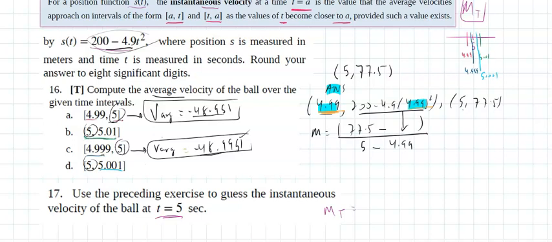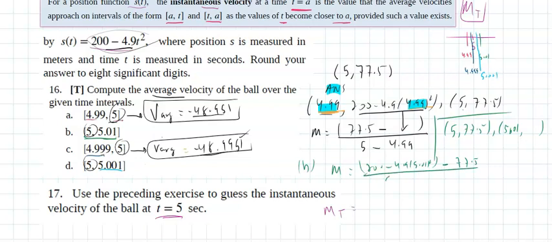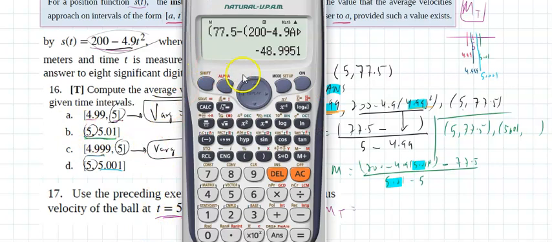Here I'm switching. When I go to part B, I want the slope to be, I'm going from 77.5 to 5.01, and I'm going to plug that in the equation, right? So y2 will be the 200 minus 4.9 times 5.01 squared minus the 77.5 divided by 5.01 minus the 5. So all I have to do is throw answer in there. So I have to rewrite this one more time.